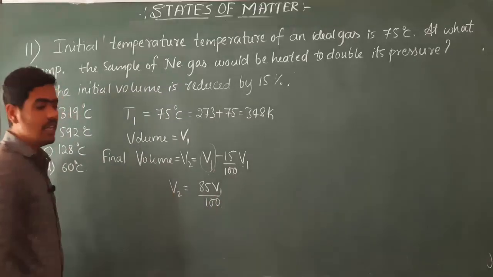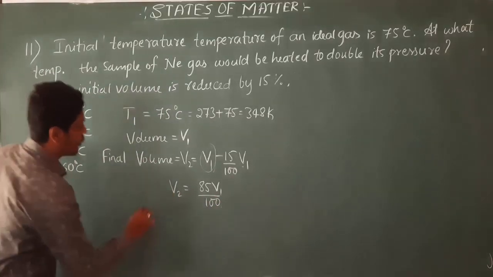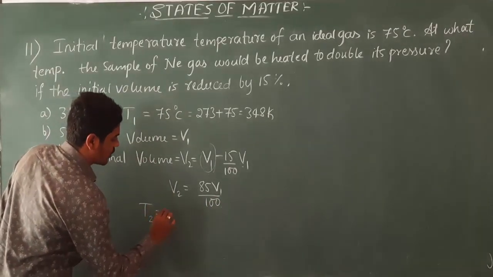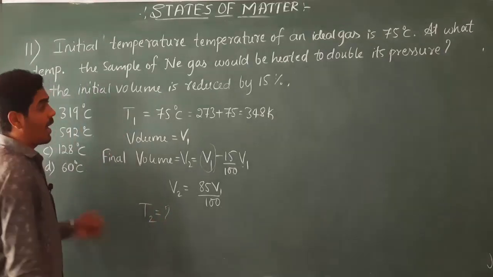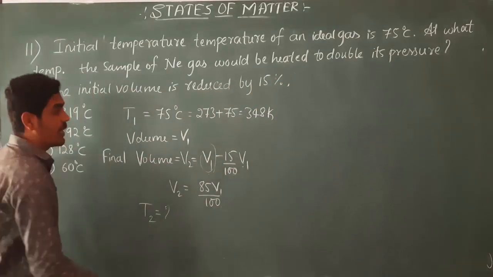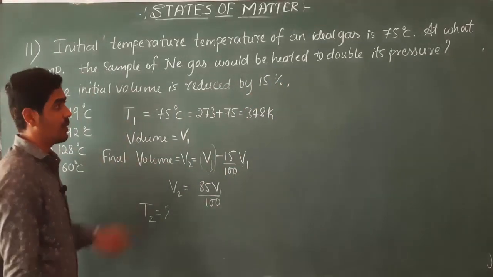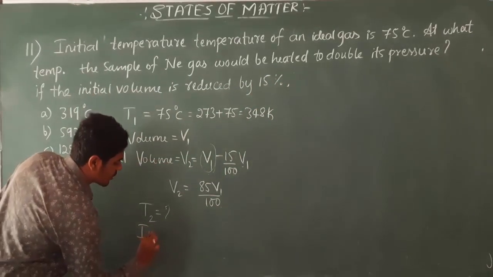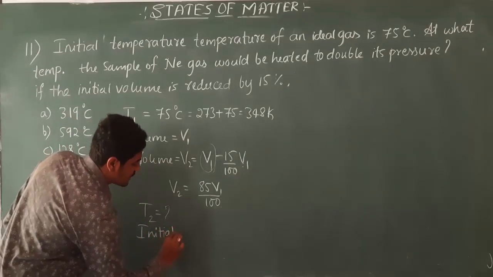Okay, so this is the final volume, and you need to find the temperature, that is T2, and the final pressure is double. Okay, what does that mean here? The final pressure becomes double. The initial pressure is P1.